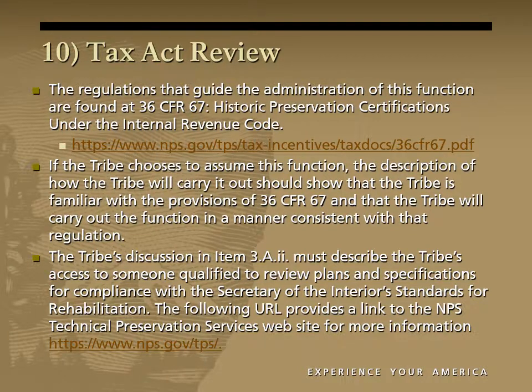The regulations that guide the administration of this function are found at 36 CFR 67, Historic Preservation Certifications under the Internal Revenue Code. Those regulations are linked here on this slide. If the tribe chooses to assume this function, the description of how the tribe will carry it out must show that the tribe is familiar with the provisions of these regulations and that the tribe will carry out the function in a manner consistent with these regulations.